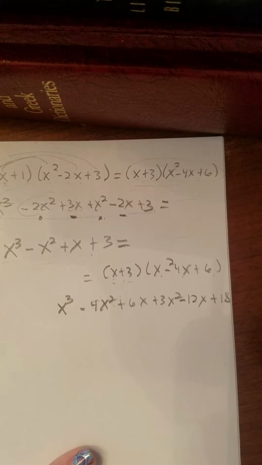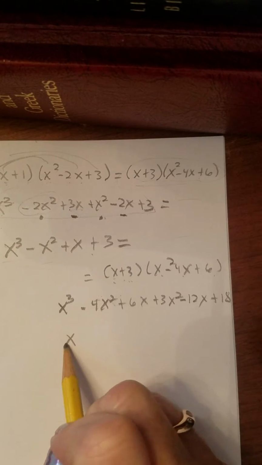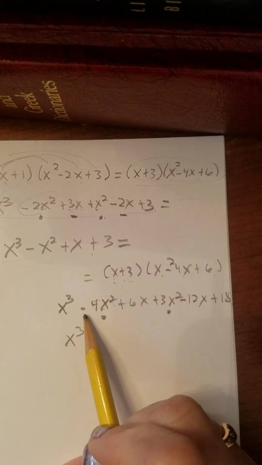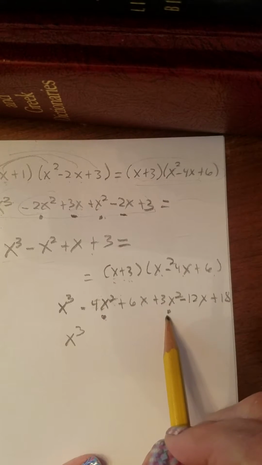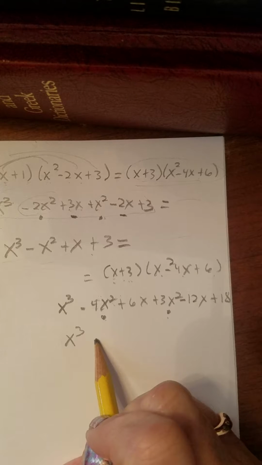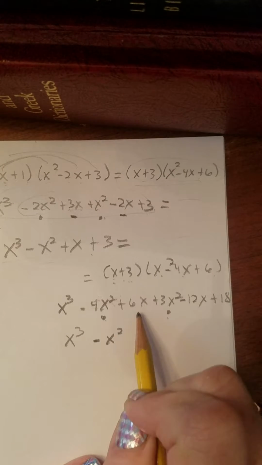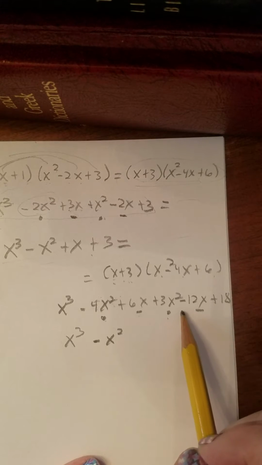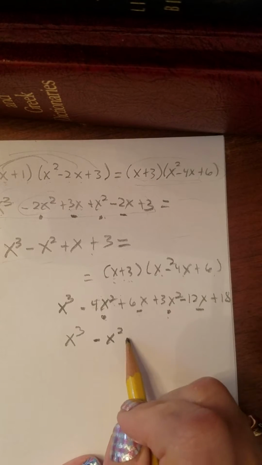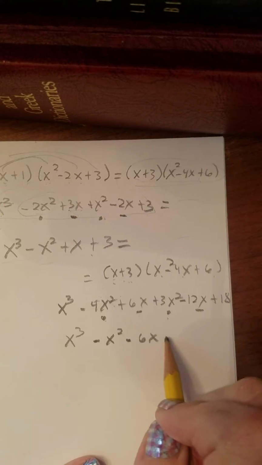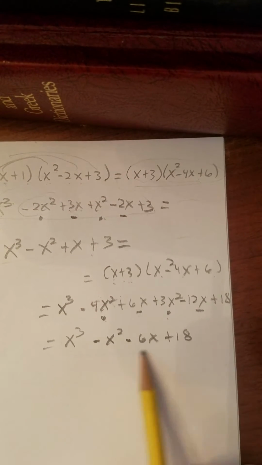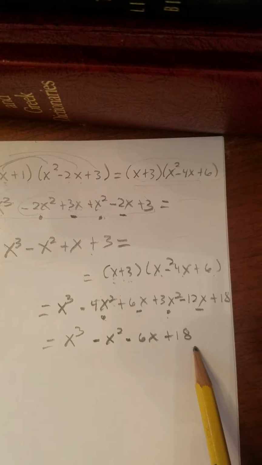We can now simplify. Here we've got x cubed. And here's an x squared and here's an x squared. So minus 4x squared and a positive 3x squared gives me a negative x squared. And here's x to the first, x to the first. So 6x minus 12x is a negative 6x. Bring down your 18. So this is what I get when I simplify it on the right side.